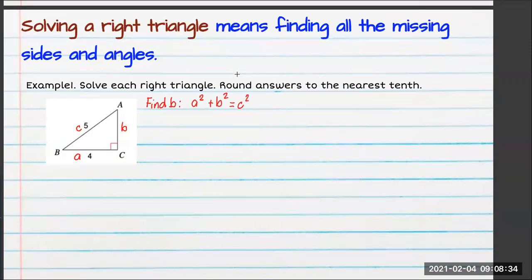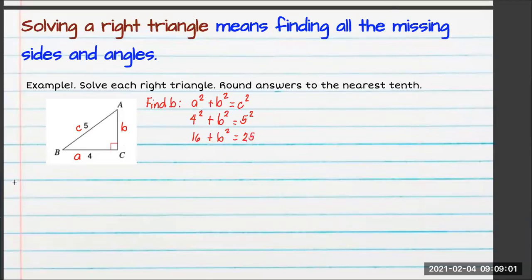All right. Now let's plug in the values. Our A is 4. So that would be 4 squared. Our B is unknown. We do not know B. So let's keep the B in. And then your C is 5. So 4 squared is 16 plus B squared is equal to 5 squared is 25.